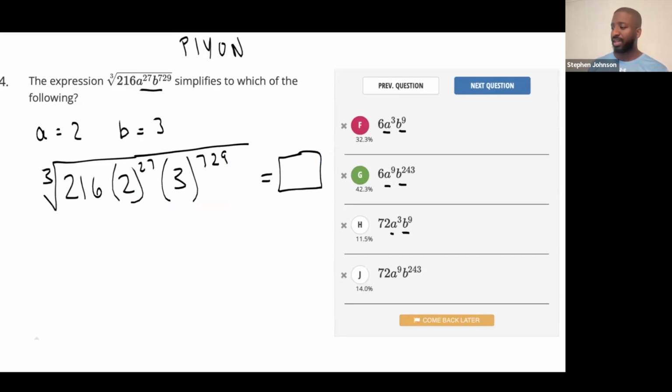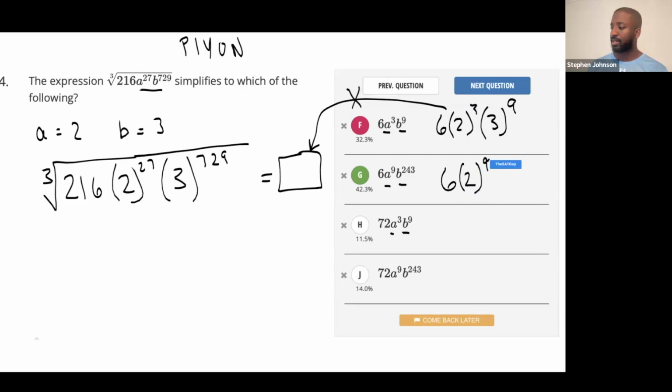And then the next thing we do is we go to the answer choices and we plug this into our calculator as well. Like if we're trying choice F, we'll say, okay, what is 6 times 2 to the 3rd times 3 to the 9th? And does it equal what we got here? Obviously, since choice F is not correct, it will not equal that. And obviously, when we try choice G, and we do 6 times 2 to the 9th times 3 to the 243rd, this will equal what we got in this box over here.